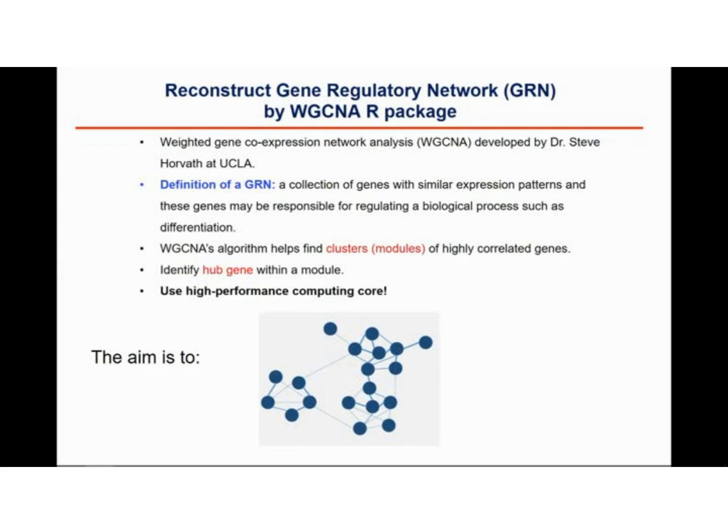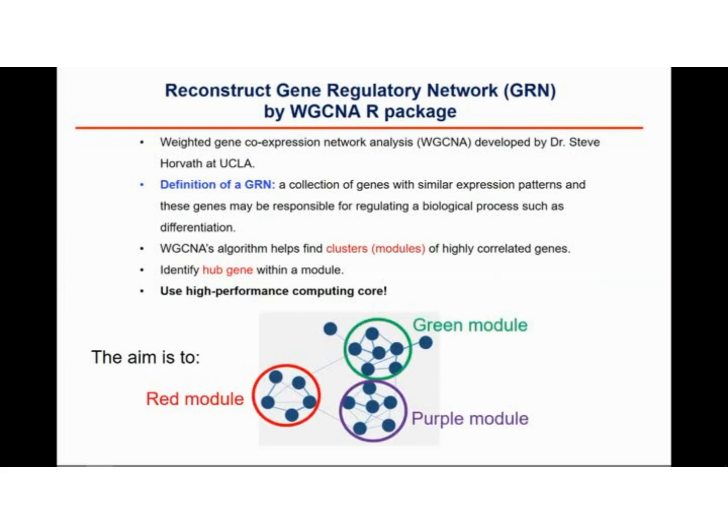The WGCNA algorithm can help us identify clusters, which in this case we call modules, of highly correlated genes. Once we identify these modules, we can further identify hub genes, or driver genes, that are responsible for this differentiation. Again, we highly recommend using a high performance computing core for this process. The overall aim of WGCNA is, in a big network, to find a small network in which the genes are highly correlated with each other.